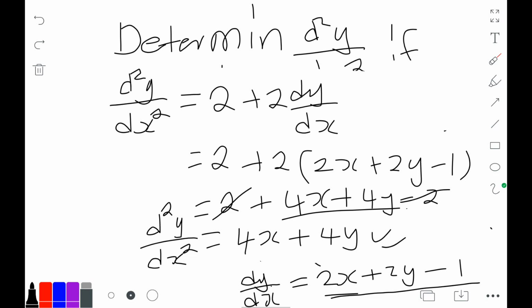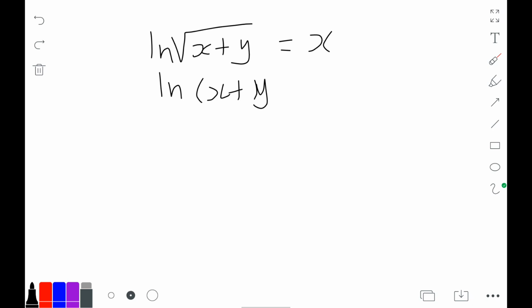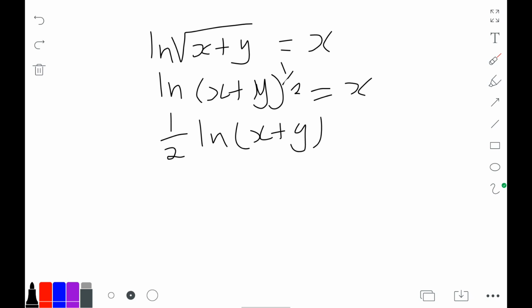I'm going to cancel everything. The other method that we can use, because we have the square root of x plus y equal to e to the power x, is to take ln. So ln of the square root of x plus y equals x. First we solve this. It is the same as ln of the bracket x plus y to the power 1 over 2, which is the same as 1 over 2 ln of x plus y, equal to x. I haven't started differentiating, I'm just simplifying.